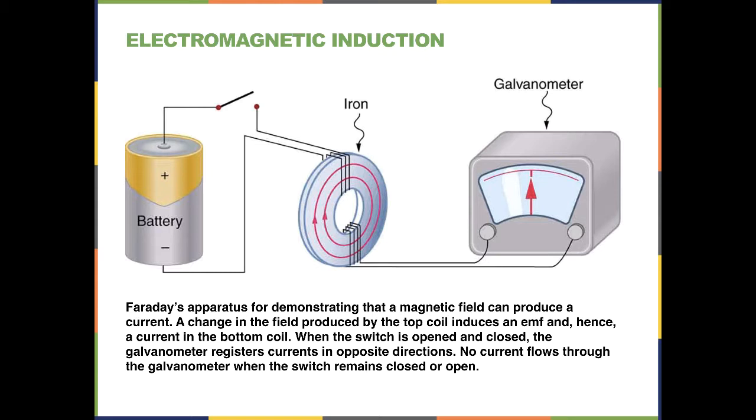When the switch is opened and closed, the galvanometer registers currents in the opposite direction. No current flows when the switch either remains opened or closed.